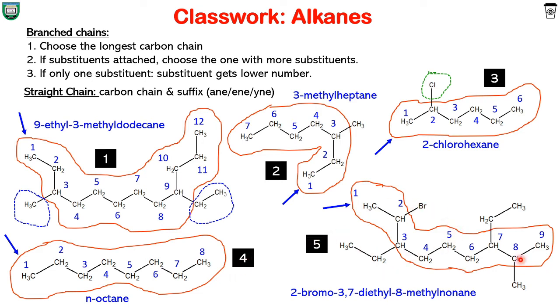Let's look at the fifth example. This molecule has 4 different substituents. One is a bromine, second is an ethyl, 2-ethyl, and 1-methyl. So in alphabetical order, bromine gets first, then ethyl, then methyl. So first we write 2-bromo, then ethyl, right? 3,7-diethyl, and then methyl, 8-methyl, and 9 carbon atoms, so non, and this is an alkane, so ane, nonane.